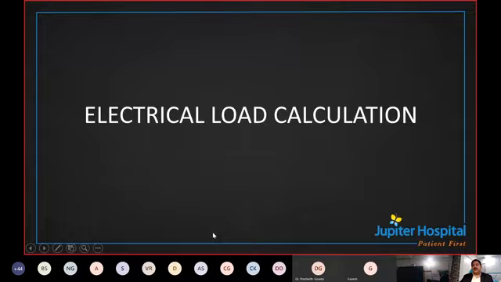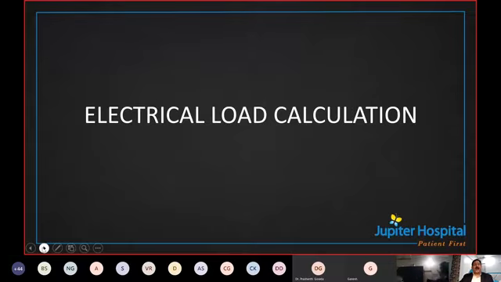Now, the first thing that comes to mind when we develop a hospital is: what should be the electrical load for this hospital? Whether it's a 50-bed hospital or a hospital like ours, which is 400 beds or more, the first question which always comes is what electrical load calculation we need to consider.